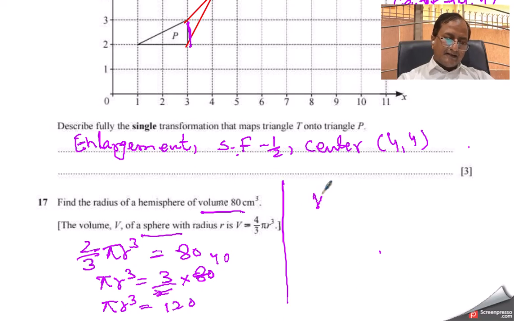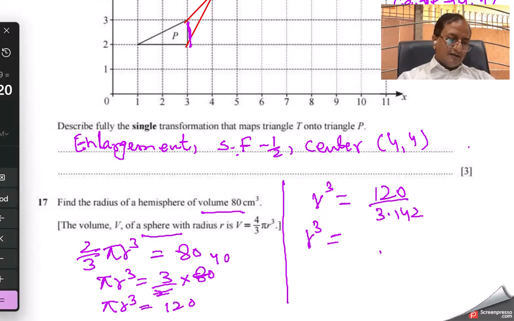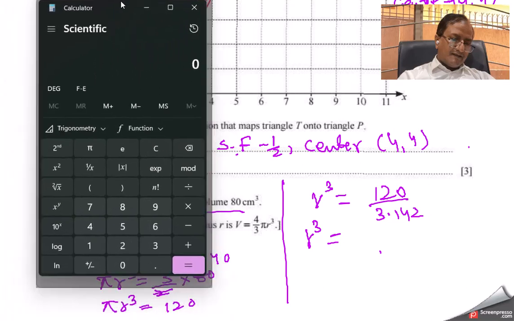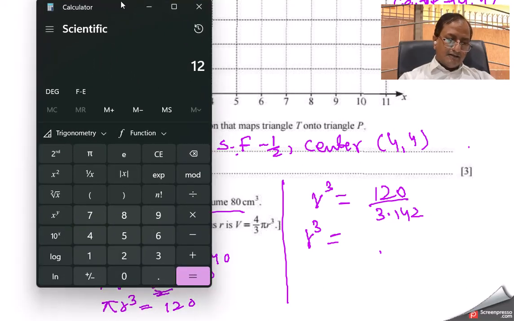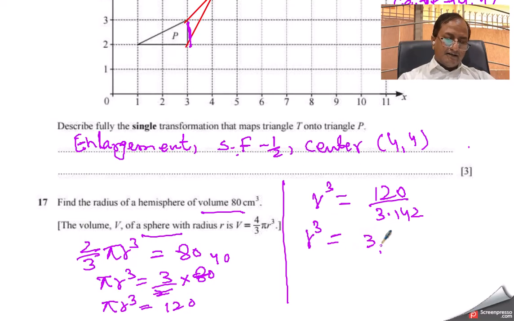Then we have r cube equals 120 by pi, which is 3.142. We divide with the help of a calculator: 120 divided by 3.142 gives us 38.19. Now we're supposed to take the cube root on both sides. After taking the cube root on both sides, what's the answer we're supposed to get?